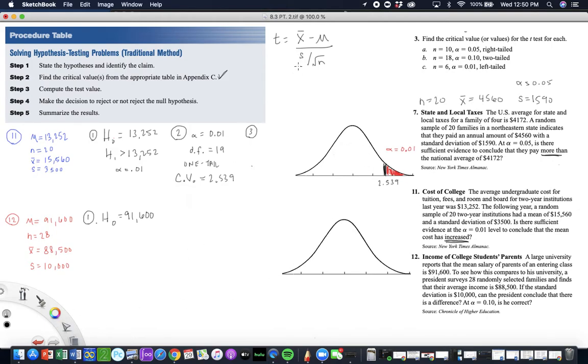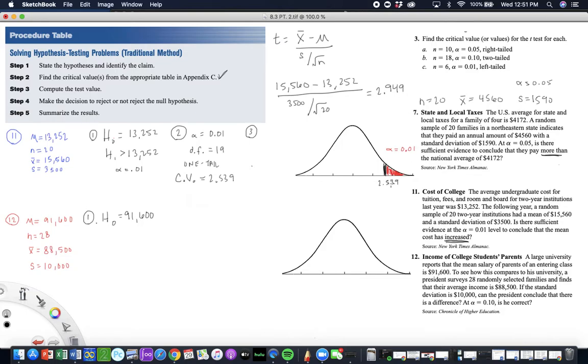So now I need to find the test value. I need to look at the data that I've collected. So we have the sample mean, which is 15,560, minus the population mean, which is 13,252, and then I'm going to divide by the standard deviation of the sample, which is 3,500, over the square root of the number of people in the study, which is 20. As you recognize, this is the exact same thing we just did in 7.2. So we're just finding that test value. And when you type it in correctly on your calculator, you would get a value of 2.949.